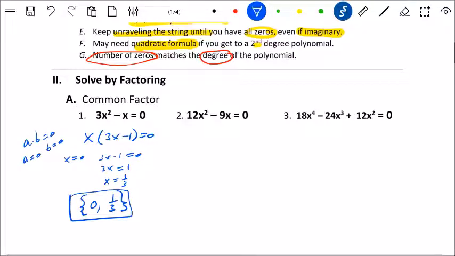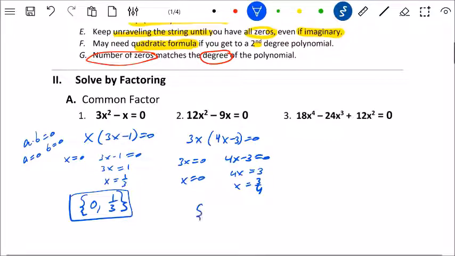For the second one, looks like I can do the same thing, but now it's not just taking an x out, it's also taking a 3 out. So I'm taking a 3x out of both, and I get a 4x minus 3 equals 0. And now we can do the same thing. Divide by 3, and we still get an x equals 0. Here I'll add 3, and then divide by 4. And therefore, these are our two solutions for that problem. 0 and 3/4.